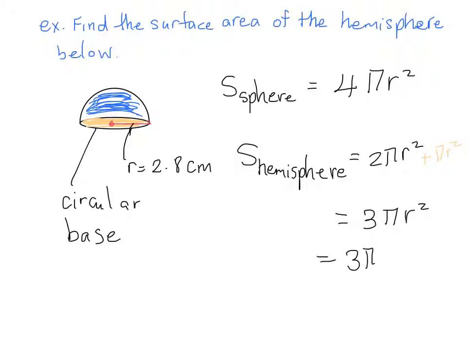So we have 3 pi, and our radius is 2.8, so 2.8 squared. It's 3 pi r squared, and that should give you approximately 73.89 centimeters squared. And that's how you find the surface area of a hemisphere.